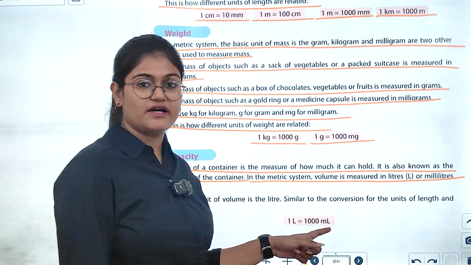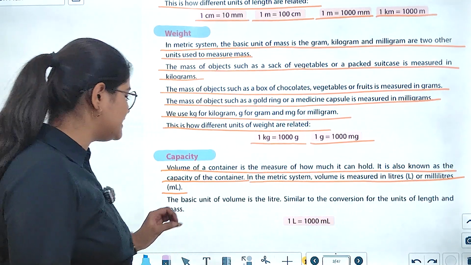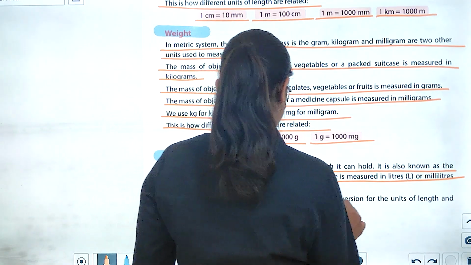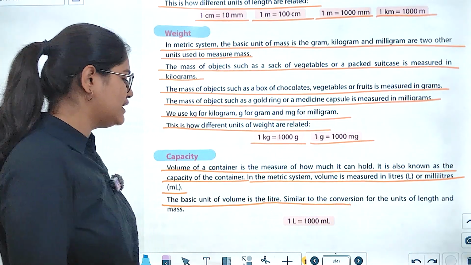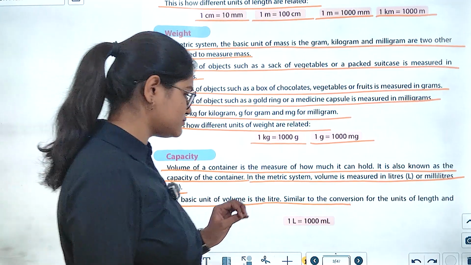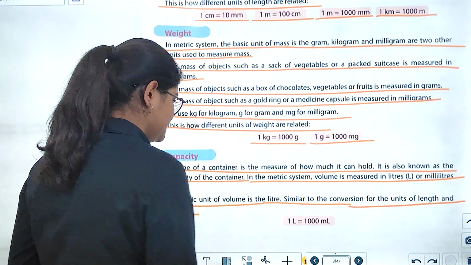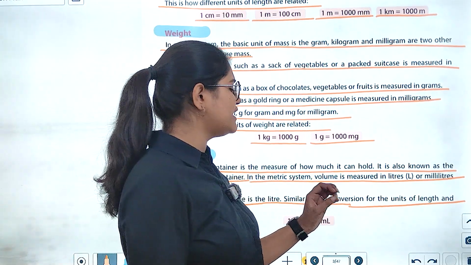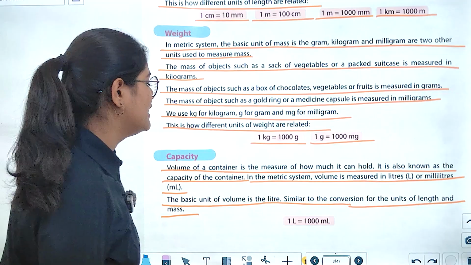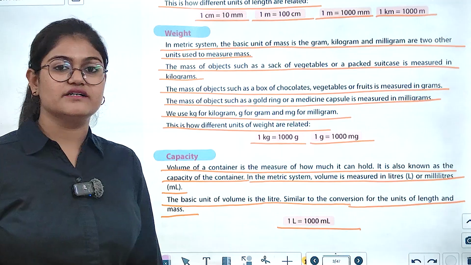कि मेट्रिक सिस्टम के अकॉर्डिंग वॉल्यूम जो होती है किसी भी कंटेनर की वो हम लीटर्स या फिर मिलीलीटर्स को यूज करके मेजर करते हैं, राइट. The basic unit of volume is the liter. कि वॉल्यूम की जो बेसिक यूनिट होती है उसे हम कहते हैं लीटर. Similar to the conversion for the units of length and mass, right. So it says 1 liter is equal to 1000 milliliters, right.